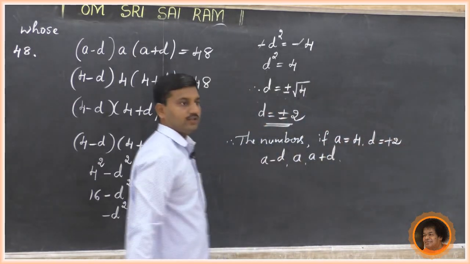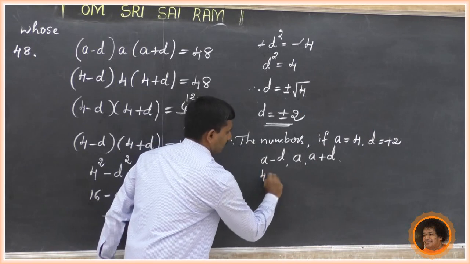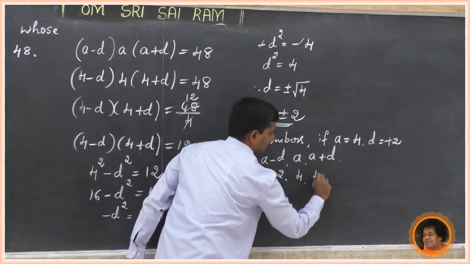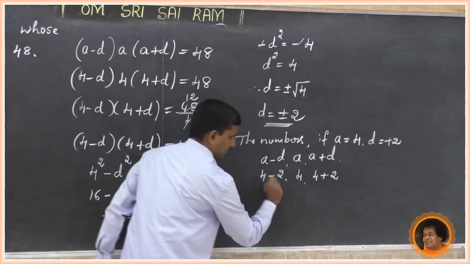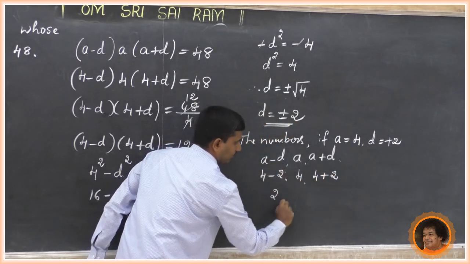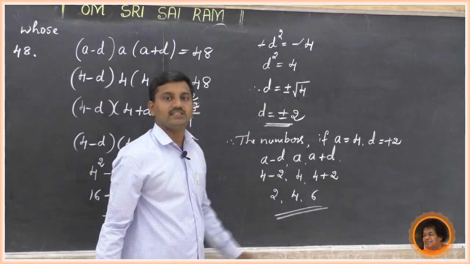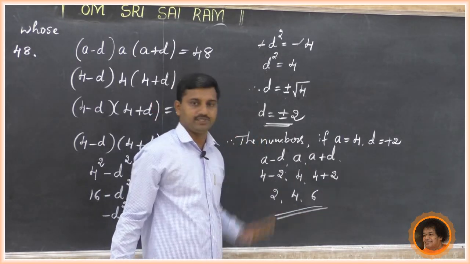Now substitute the values. a minus d, 4 minus 2 is 2. a value is 4. Next, 4 plus 2 is 6. So 2, 4, 6 are the three numbers which are in AP.